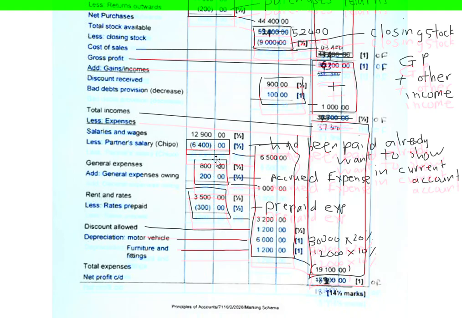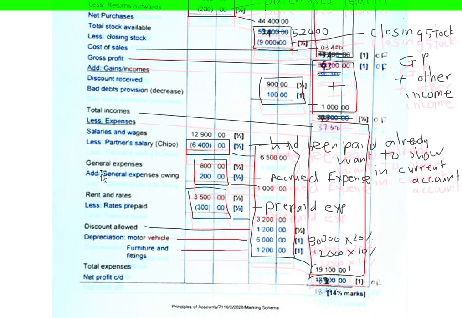Right, so there's the salaries and wages in the expenses. 12,900 minus the 6,400 is 6,500. So if a partner's salary had already been debited to salaries and wages, we need to actually take that partner's salary out. And the amount, according to the memo that we have in front of us, for salaries and wages is actually 6,500, which relates to the operations of the partnership.